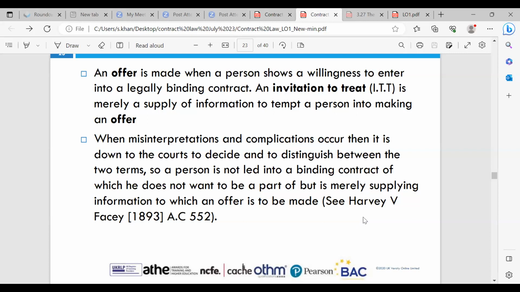When misinterpretations and complications occur, then it is down to the courts to decide and distinguish between the two terms. So a person is not led into a binding contract of which he does not want to be part of, but it is merely supplying information for an offer to be made. And that's in the case of Harvey and Facey, 1893.